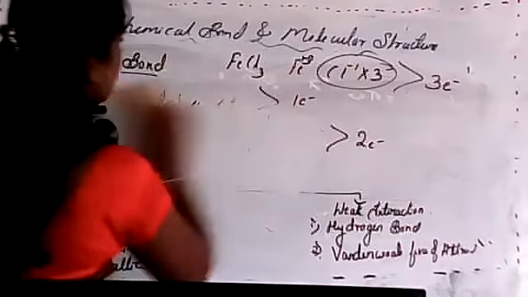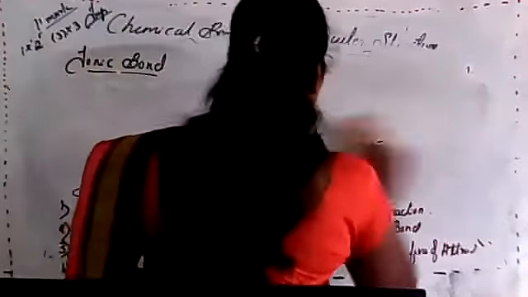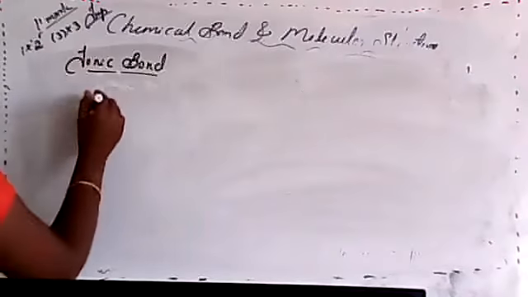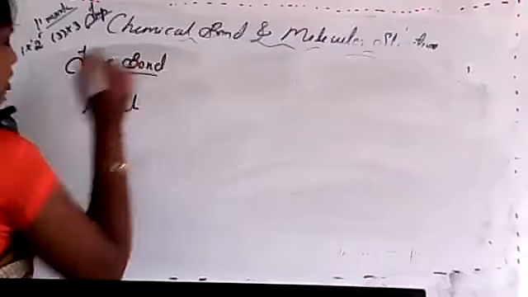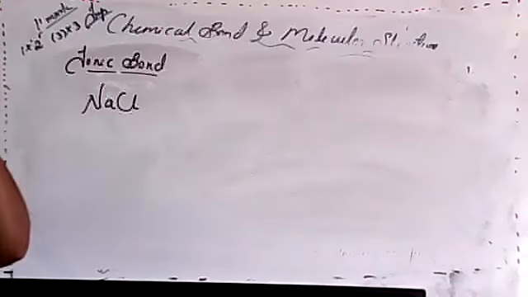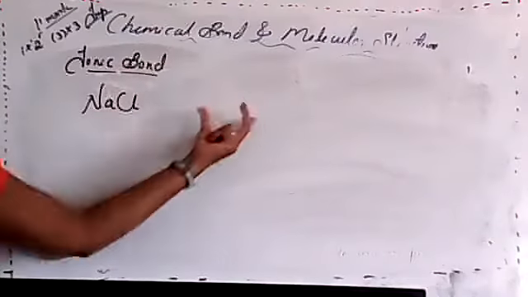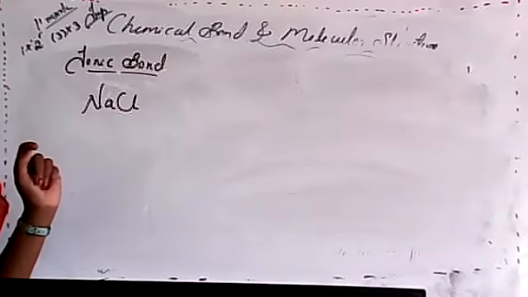Clear? Is it clear? So in almost all cases we consider only one example, that is nothing but rock salt, NaCl. We consider NaCl. Again, I have to write the same thing. Na converts into Na plus, Cl into Cl minus. Then there is a force of attraction between positive Na and negative Cl, and that is nothing but ionic bond.